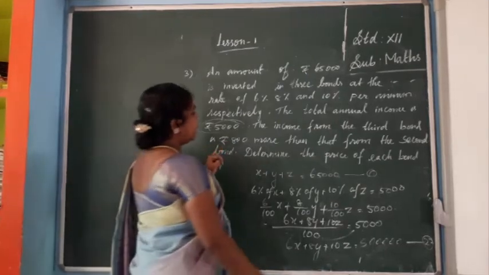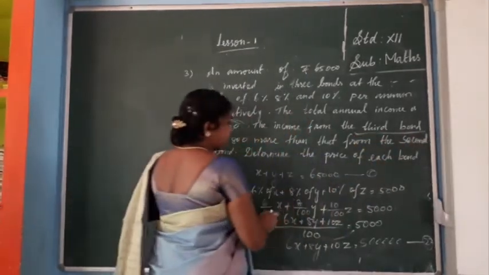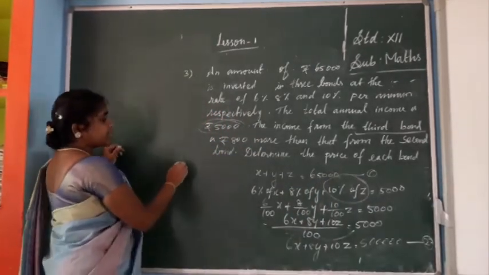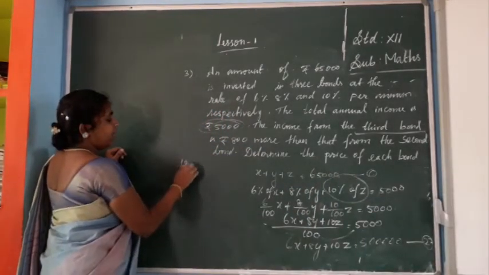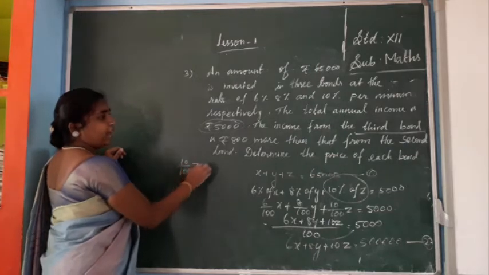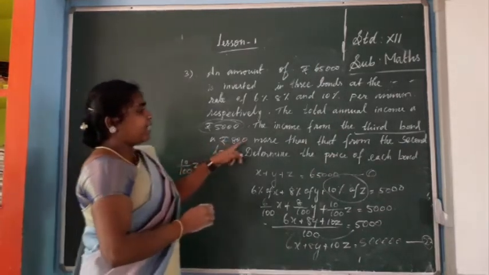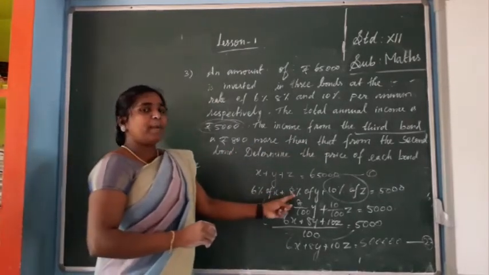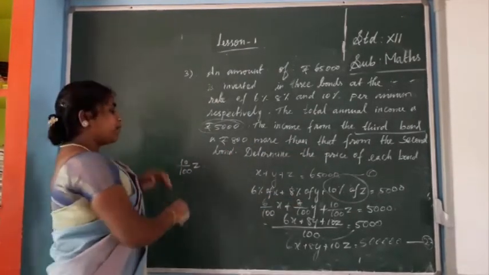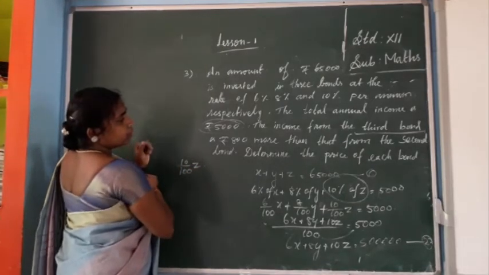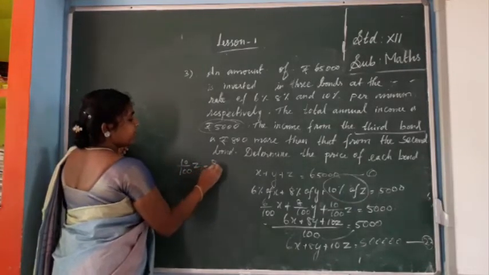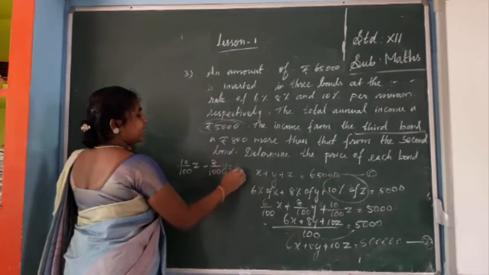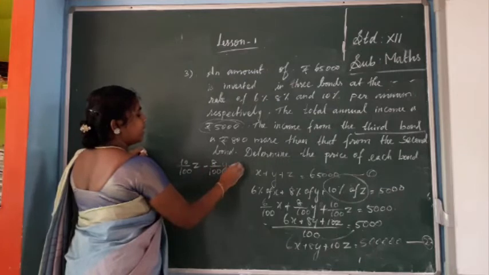The third condition. The third bond means that it is 10% of z, that means 10 by 100 z. 10 by 100 z is 800 more than the second bond. The second bond is 8% of y, that is 8 by 100 y. So subtract: minus 8 by 100 y equal to rupees 800.